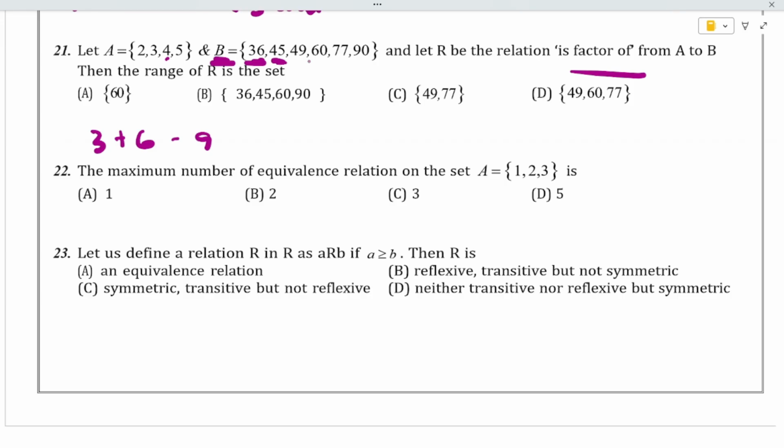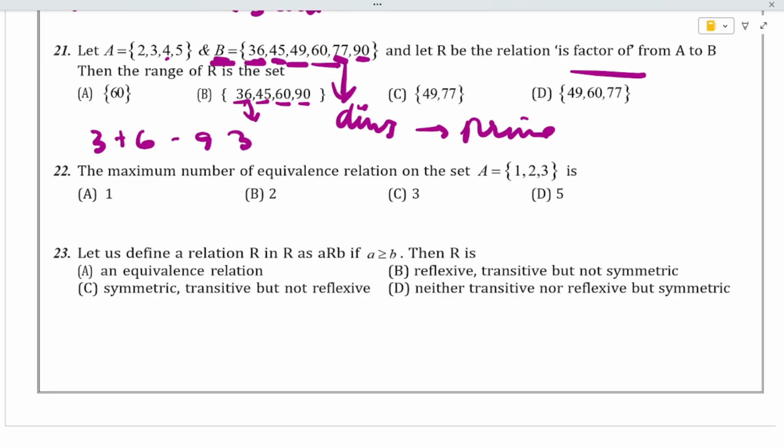45 is divisible by 5. 49, the number is divisible by 3 also. 60 is divisible by 3, and 90 is divisible by 2. That means it is some divisibility test. Okay, so now you can see that it is divisible by elements of A, that means 36, 45, 60 and 90. See, for 77 I didn't say any divisibility because it is not divisible by any number of A, it is a prime number. Okay, next, all are divisible.